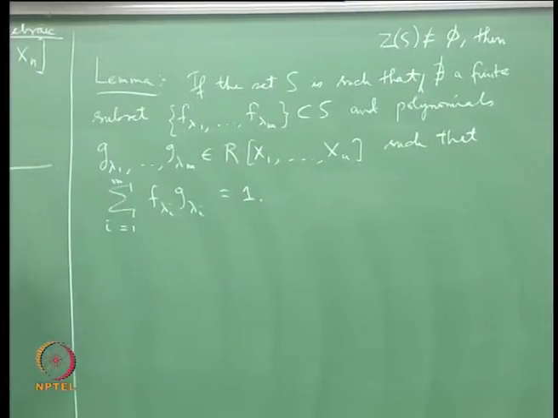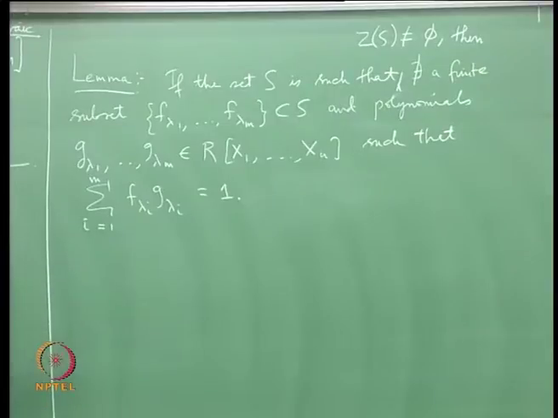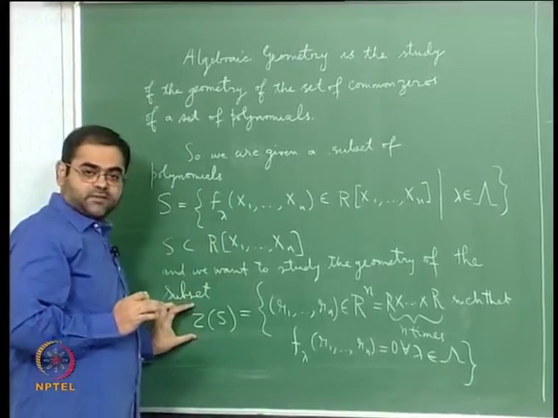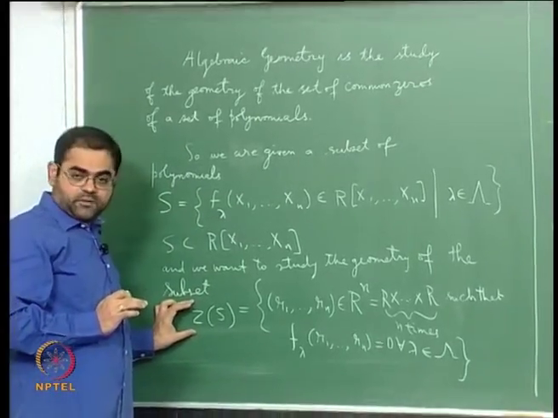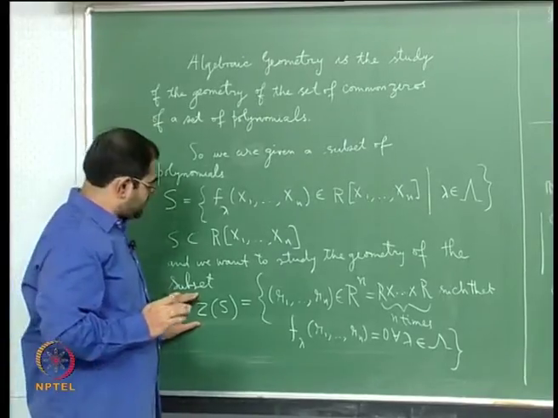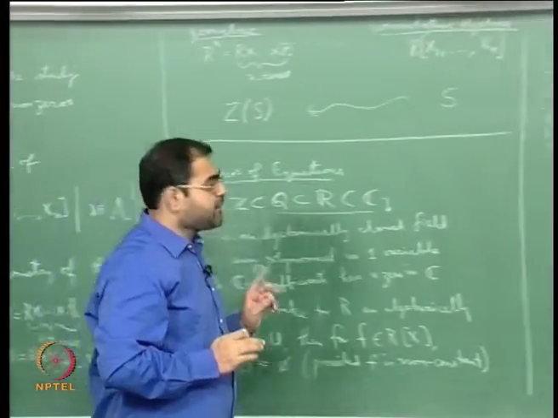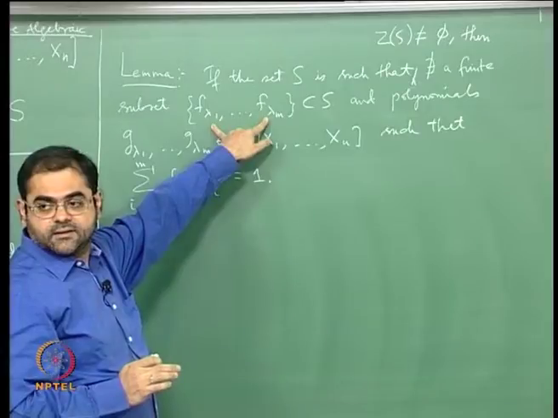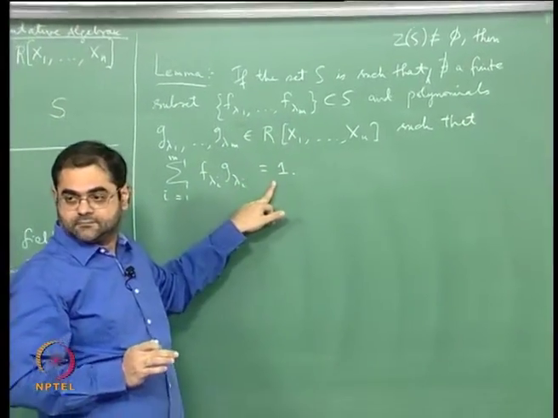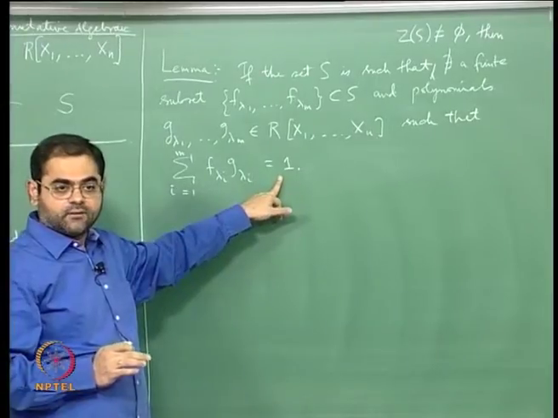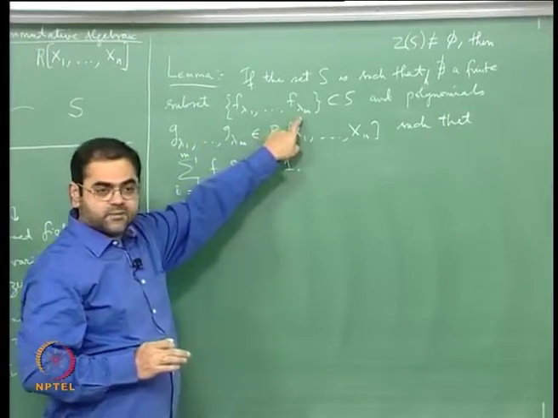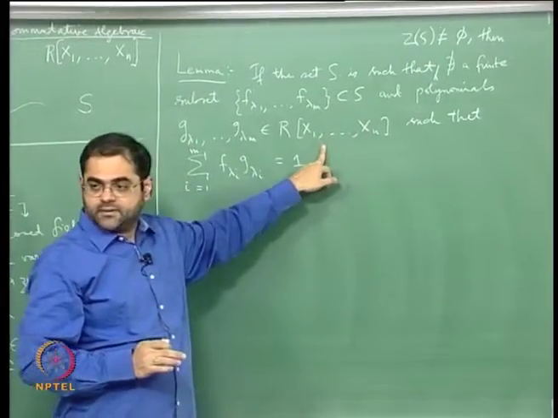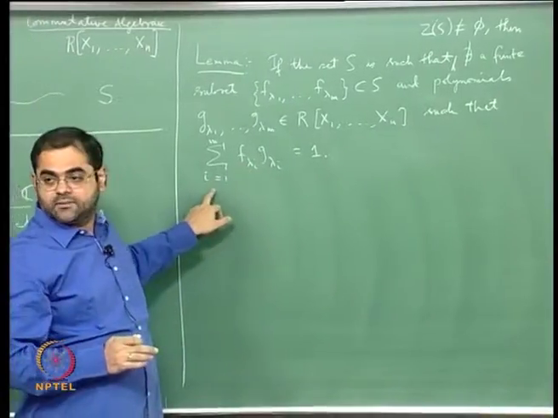So you see the whole point is the following. We are trying to study this set of common zeros, and we don't want that to be empty. The statement I am making is that if it is non-empty, then no finite subset of S can generate 1. That means you cannot take finitely many elements of S and finitely many polynomials from the ring of which S is a subset, multiply them and add them, and get 1.